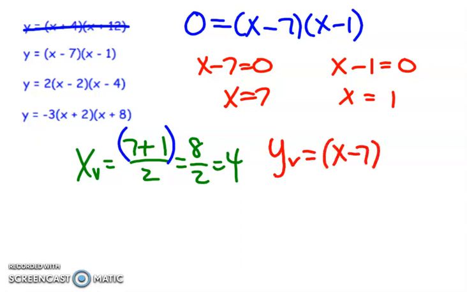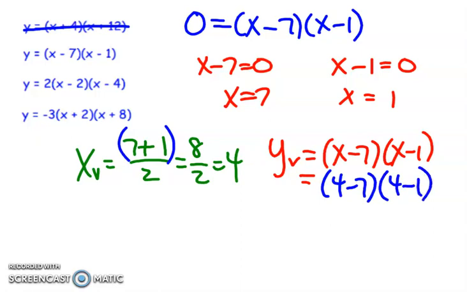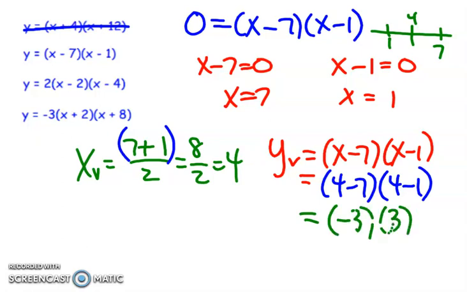So to find the y value of the vertex, we'll go back to the original problem of x minus 7 and x minus 1, and we're going to replace x with 4 in both cases. As I mentioned earlier, if I think about the vertex, which is at 4, and these zeros, which are 1 and 7, the answer when we plug 4 into the problem is a negative 3 here and a positive 3, which is negative 9. That's going to be the y value of the vertex.